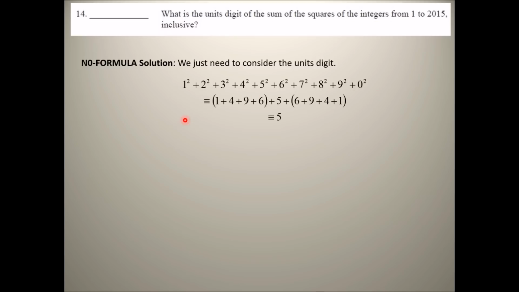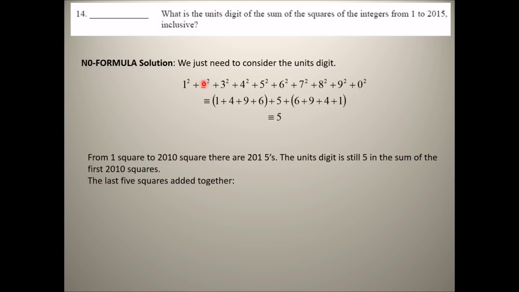So for this, 1 squared is 1, 2 squared is 4, 3 squared is 9. 4 squared is 16, but we're only concerned with the units digit, so we keep 6. And 25 squared is 625, but we're only concerned with the units digit, so we keep 5. And then the same is over here as was here. So in the parentheses, 1 plus 9 is 10, 4 plus 6 is 10, that's 20. So you have 20 here, 5 here, that's 25. And we are only concerned with the units digit, so we keep the 5.